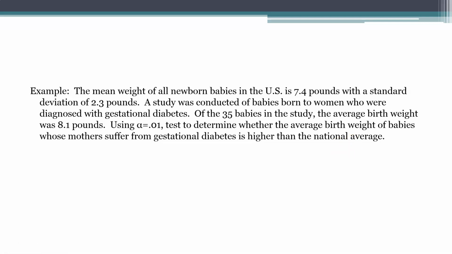So now we have to calculate our test statistic. So we have to figure out what these numbers represent in the problem. Well, the standard deviation of 2.3 pounds, that's going to be sigma. There are 35 babies in the study, so that's n. The mean birth weight of those 35 babies, so that's going to be the sample mean, is 8.1. And then alpha is 0.01.